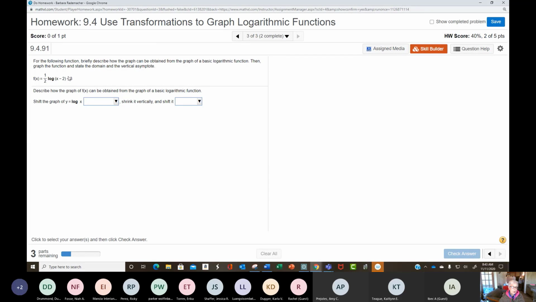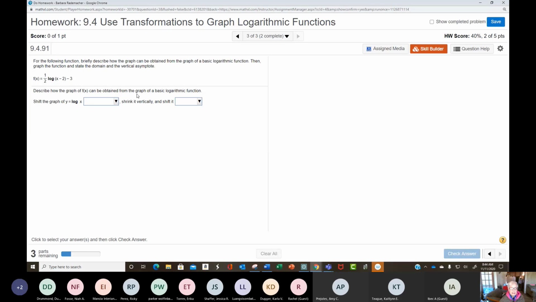This is the function part. Notice there's no base, so there is a base, it's 10. This is the common logarithm. Now, 1 divided by 2, that's 1/2, and that's out in front of the function, so it has to be a vertical shrink. All right, so let's answer these questions.